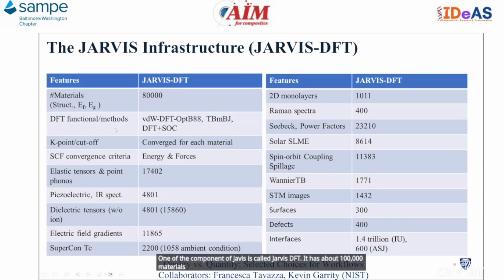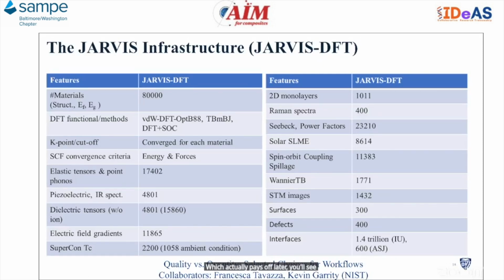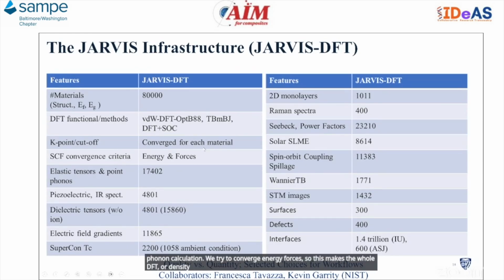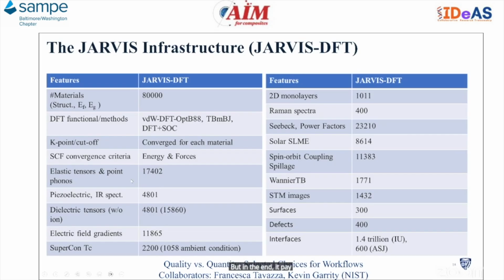One of the components of JARVIS is called JARVIS-DFT. It has about 100,000 materials. We try to have high quality data compared to large volume data. So you'll have van der Waals functional, improved band gap, spin orbit coupling. We converge k-points for each of these materials, which actually pays off later. You'll see in superconductor design and other phonon calculations. We try to converge energy and forces. So this makes the whole DFT, or density functional theory, calculation super slow, 5 to 10 times slower than using high throughput. But in the end, it pays off.